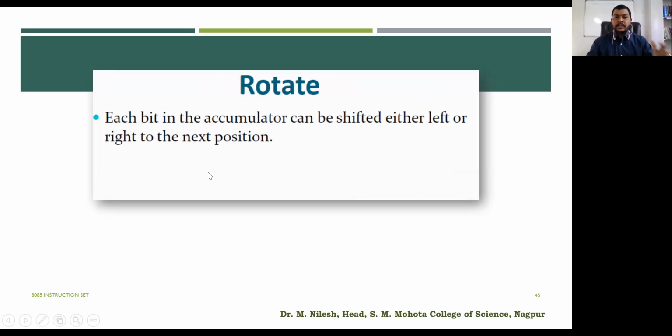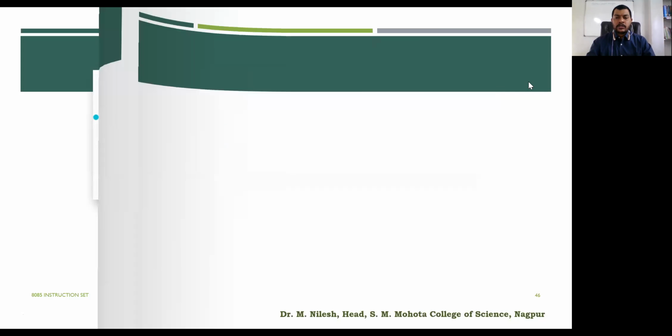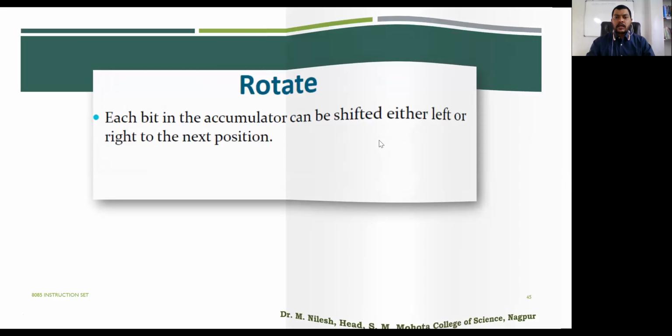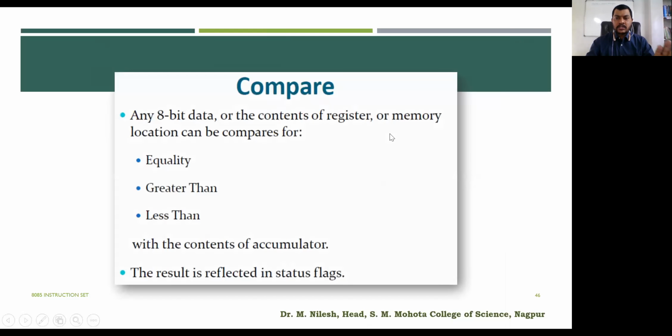Rotate. Each bit in the accumulator can be shifted either left or right, depending on the instruction, into the next position. So this is the rotate. Then we have other instructions, but I'm not showing you the instructions as such right now.